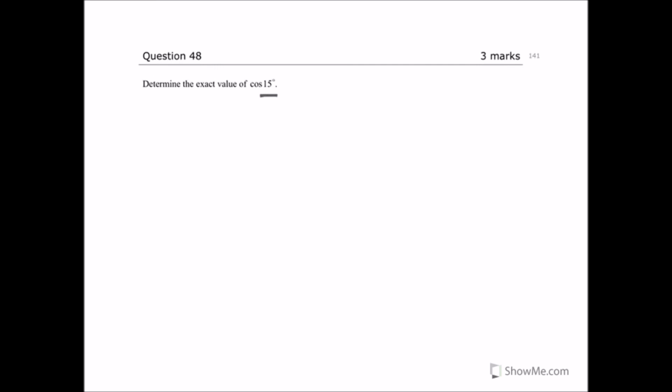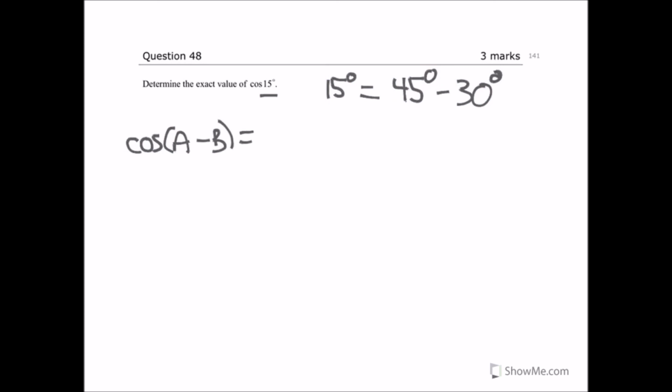Determine the exact value of cos 15. That's one of those key values we should see that we don't know what it is. There's no calculator, so we must use two angles that we do know. 15 degrees can be found from 45 degrees minus 30 degrees, two values we do know. So I'm going to use cos of a minus b equals cos a cos b plus sine a sine b.